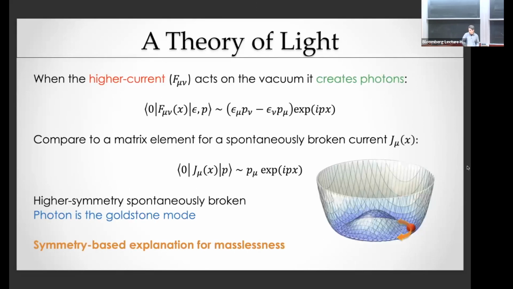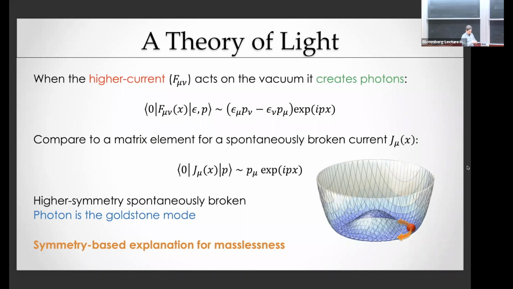One nice thing about higher symmetry is that it gives you a way to think about different phases and to get new symmetry-based explanations for facts that we're familiar with. For instance, you might want a symmetry-based explanation for why the photon is massless. Of course, we know since time immemorial that the photon is massless, or has at least a very stringent bound on its mass. And higher symmetry gives you a way to think about that.